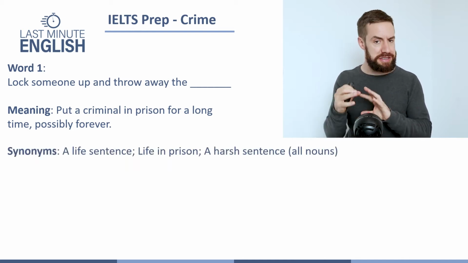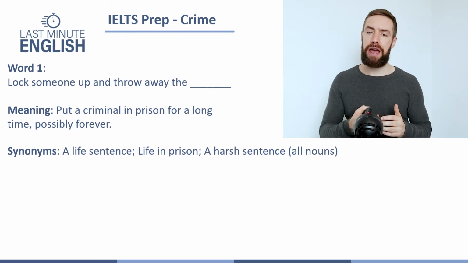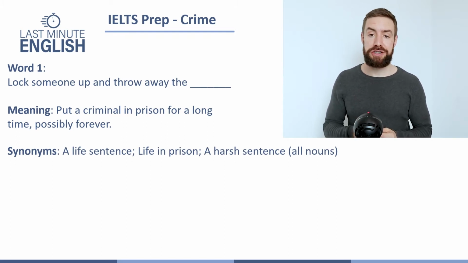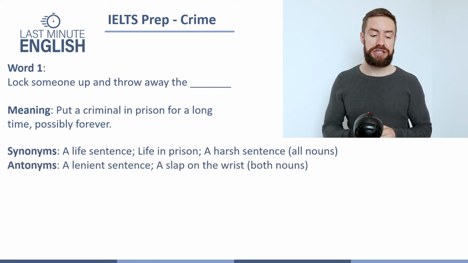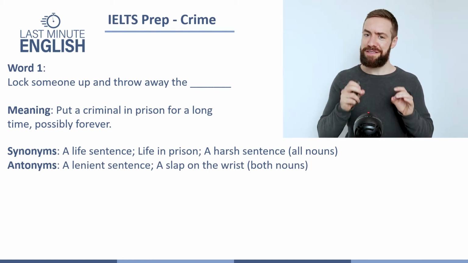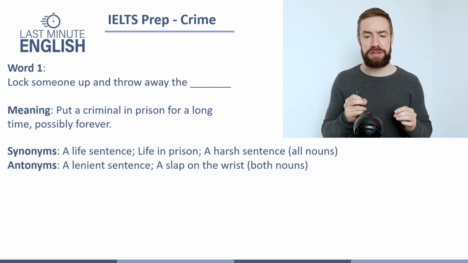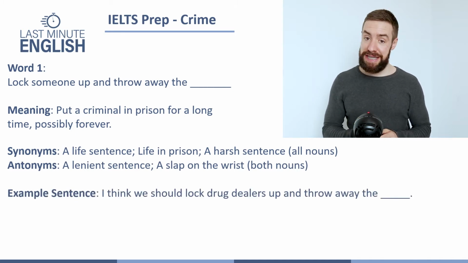And we have some synonyms, which means words with the same meaning, and they are a life sentence. We have life in prison and a harsh sentence. And then antonyms, which are the opposite meaning, which is a lenient sentence and a slap on the wrist. And these ones are all also very good to use in your IELTS writing or your IELTS speaking. They're also high-level phrases. And we have an example sentence as well.